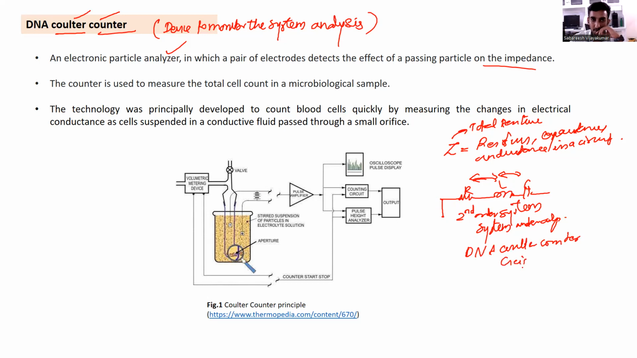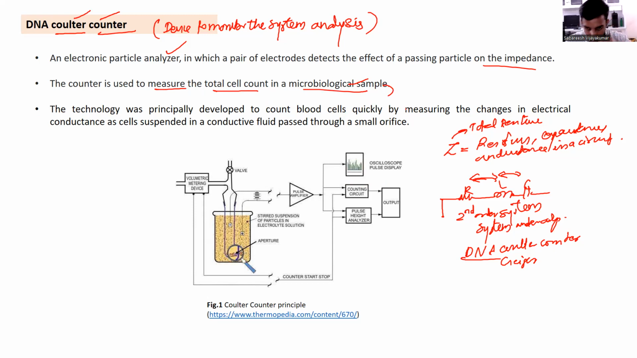We know other devices like Geiger counters also, which measure the number of particles passing through a point at a particular point of time. Similar to that, this DNA Coulter counter is also another kind of particle analyzer system. But the difference is that this Coulter counter is used to measure the total cell count in a microbiological sample.